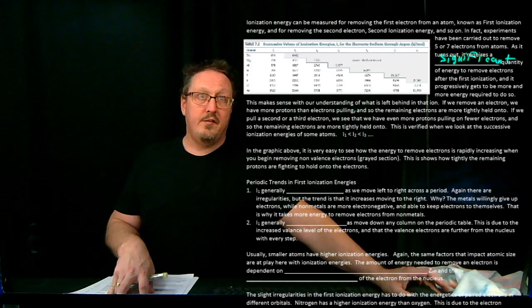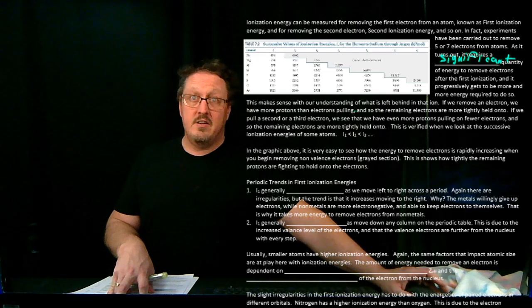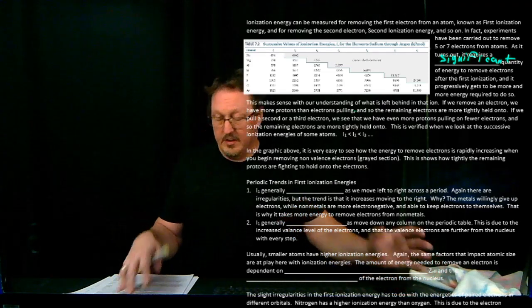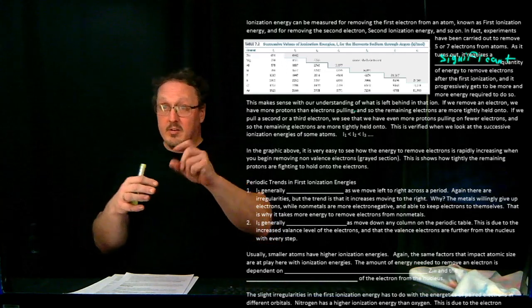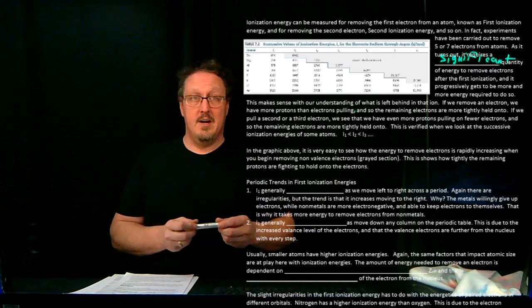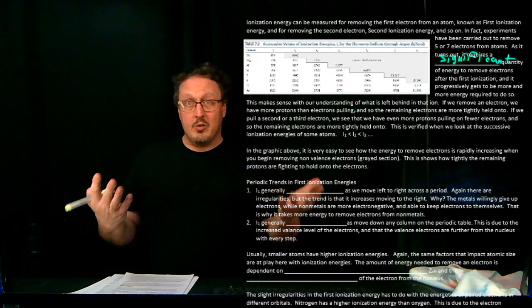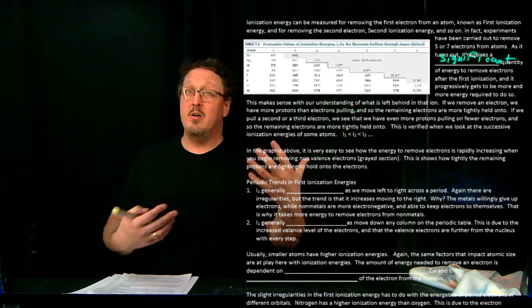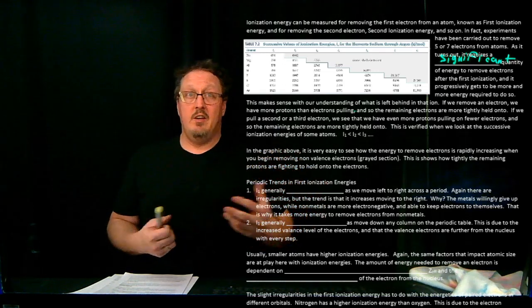This grayed out section is the amount of energy it takes to get into the inner shell electrons after we're pulling off the valence electrons. What we're thinking about is the amount of energy to yank them off. And so we can do that.